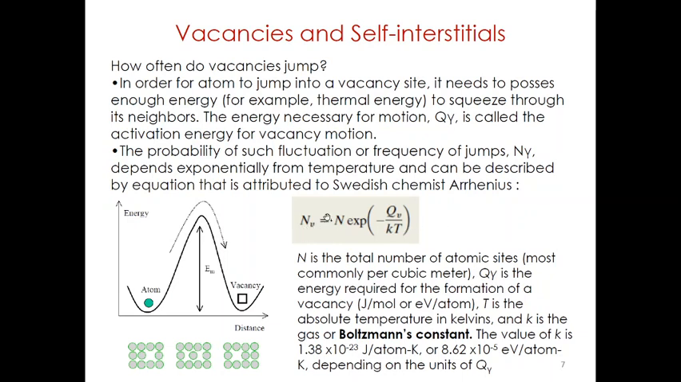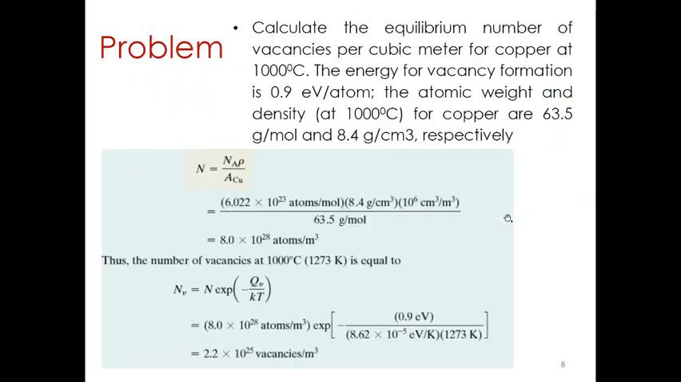In order to understand the equilibrium number of vacancies, or concentration of vacancies, we will solve one simple problem. The problem statement is: calculate the equilibrium number of vacancies per cubic meter for copper at 1000 degrees centigrade. The energy for vacancy formation is 0.9 electron volt per atom. The atomic weight and density for copper are 63.5 gram per mole and 8.4 gram per cc respectively. So the atomic weight and density of copper, the temperature, and the vacancy formation energy, that is the activation energy, are all given to you.